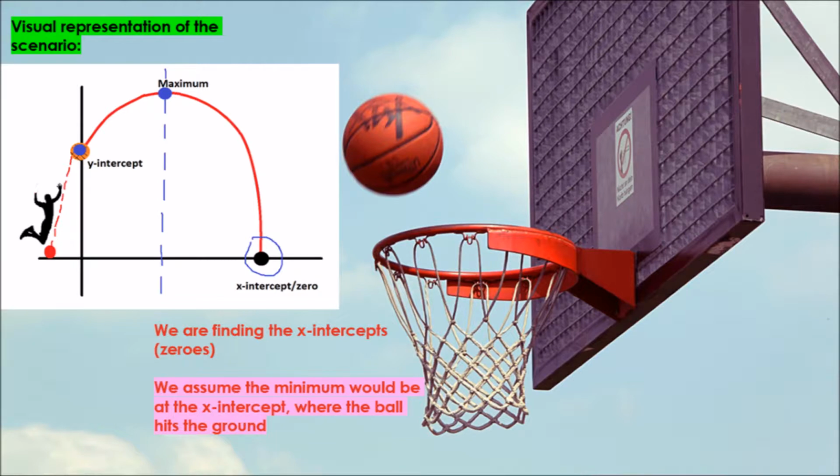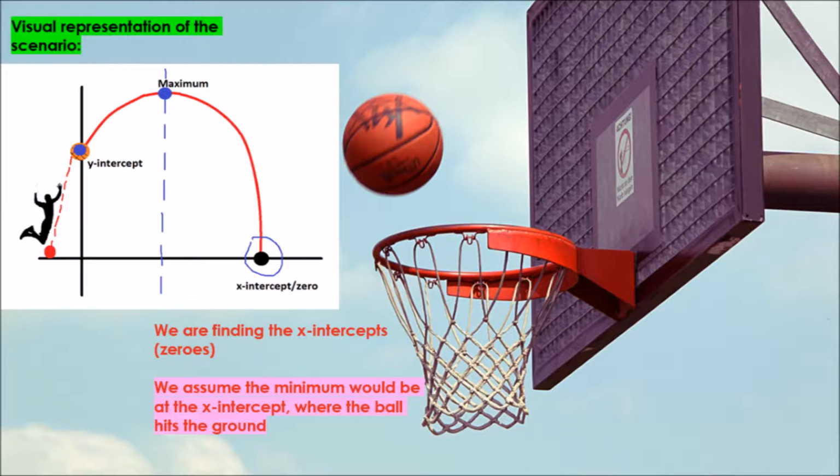We assume that the ball was shot at a parabolic path and that there is a sharp curve when the ball falls. Since we're finding the time taken for the ball to reach 0, the ground, we are finding the x-intercepts. Key assumptions regarding the parabola is that the maximum point is when the ball is in the air and the minimum is at x equals 0.